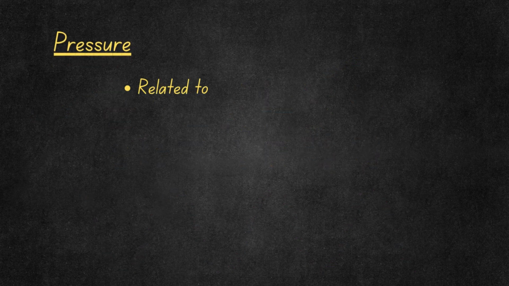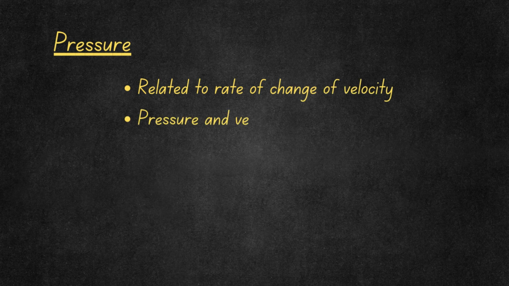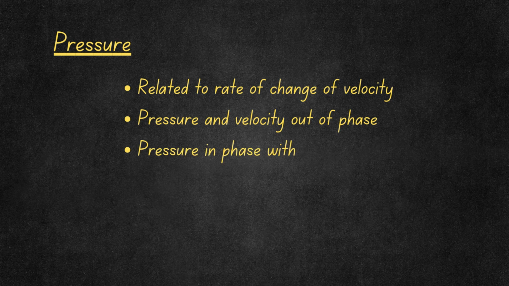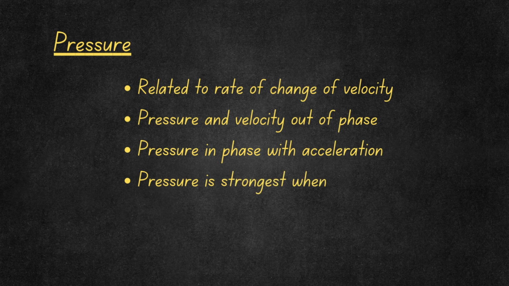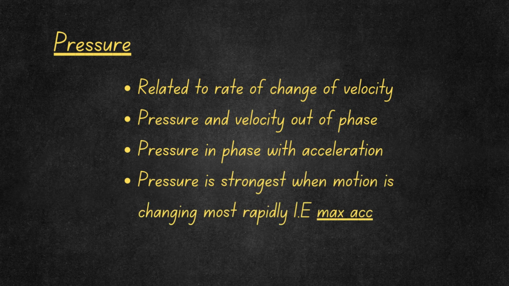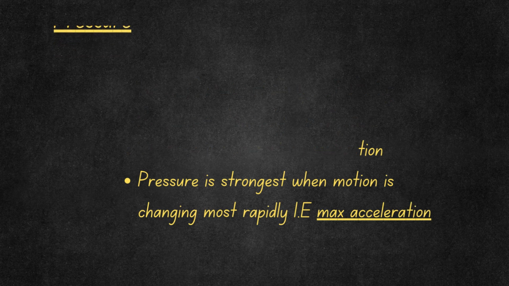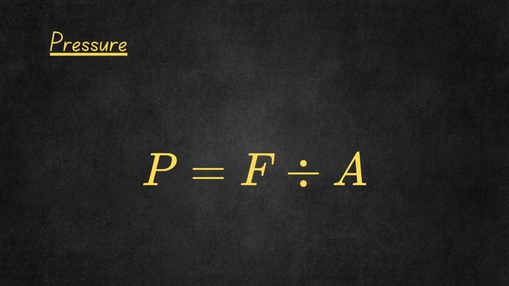Pressure is related to the spatial rate of change of velocity, so pressure and velocity are also out of phase. For simple harmonic plane waves, under linear low amplitude conditions, pressure will be in phase with acceleration. This is because pressure is strongest when motion is changing most rapidly, in other words, at maximum acceleration. Pressure can be calculated by dividing the force in newtons by the area in meters squared. It is measured in newtons per meter squared, or pascals.